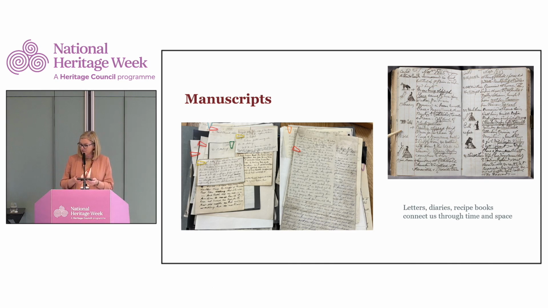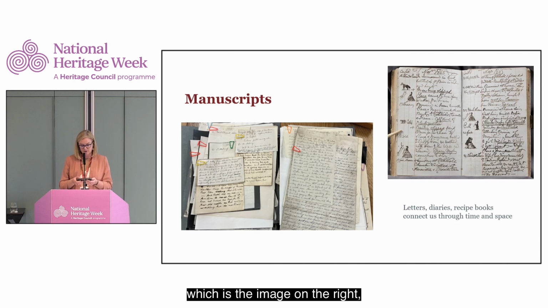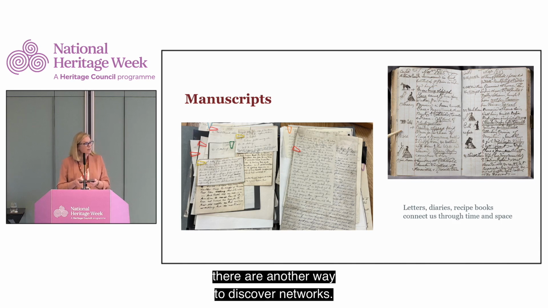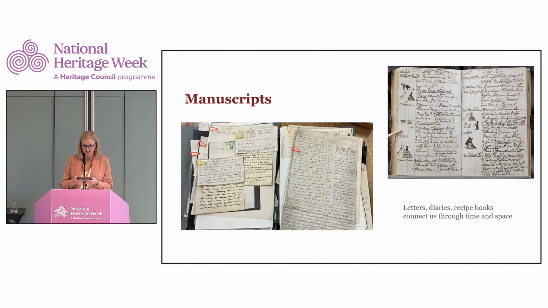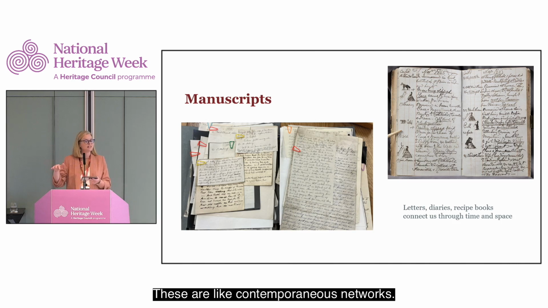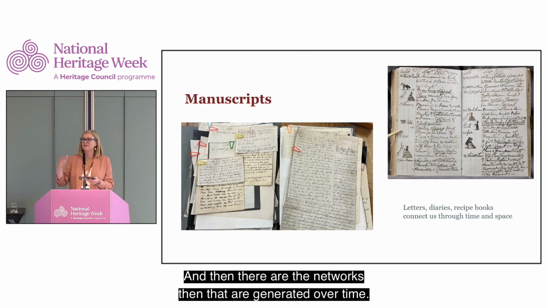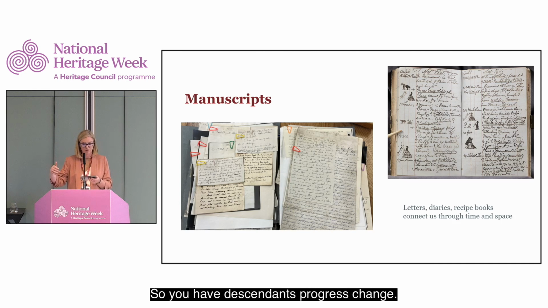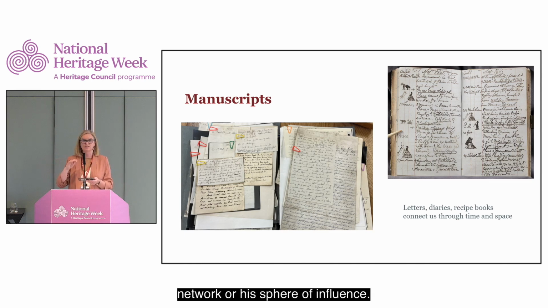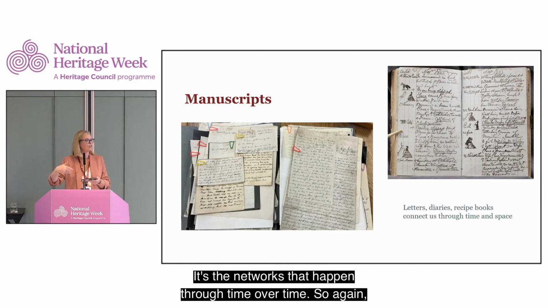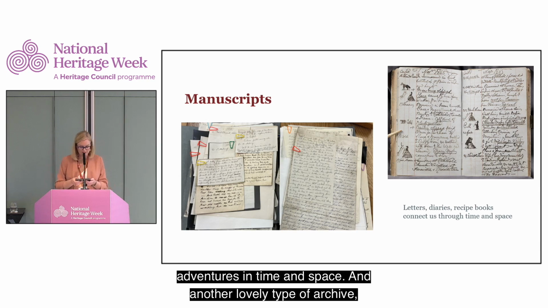And diaries, which is the image on the right, are another way to discover networks of people connected to the diary creator. Really interesting. These are contemporaneous networks, and then there are the networks generated over time. So you have descendants, progress, change. It's not just the diary creator and his or her sphere of influence. It's the networks that happen through time, over time. So again, adventures in time and space.